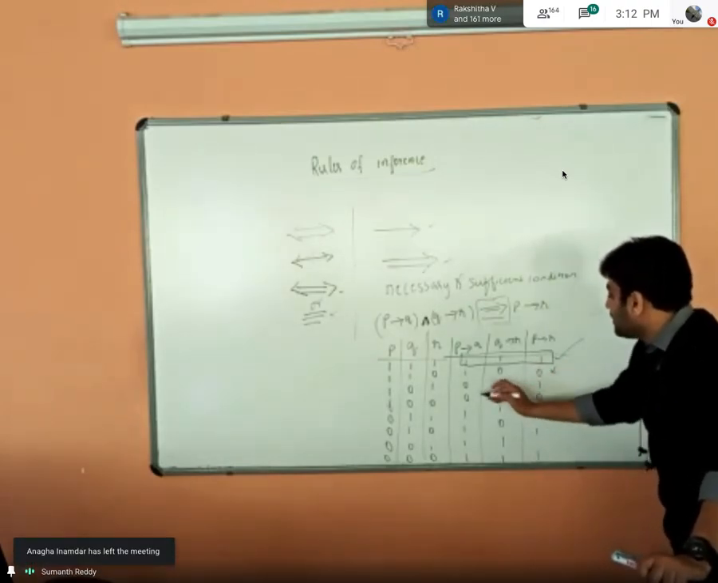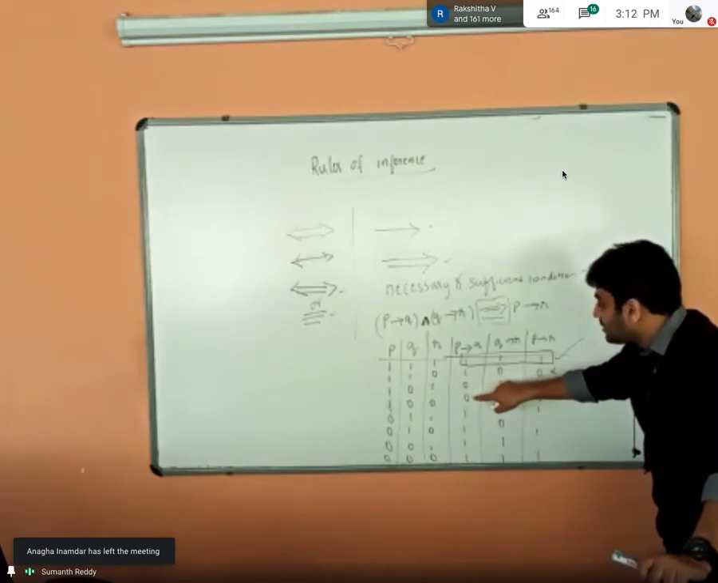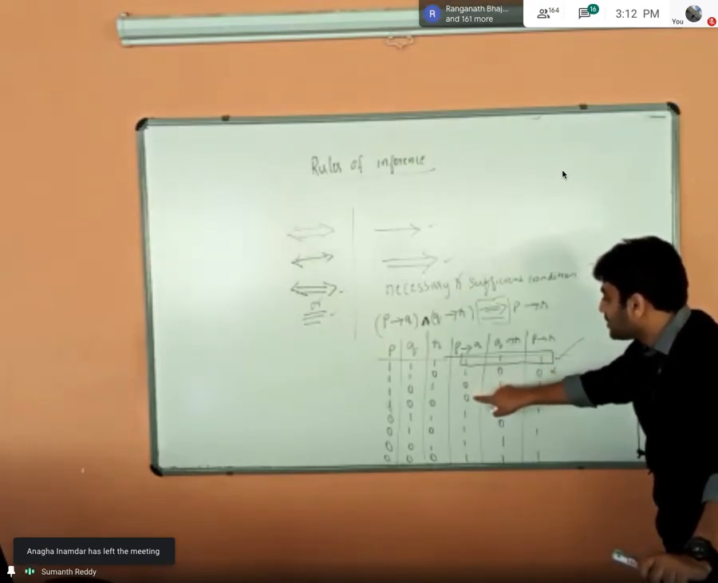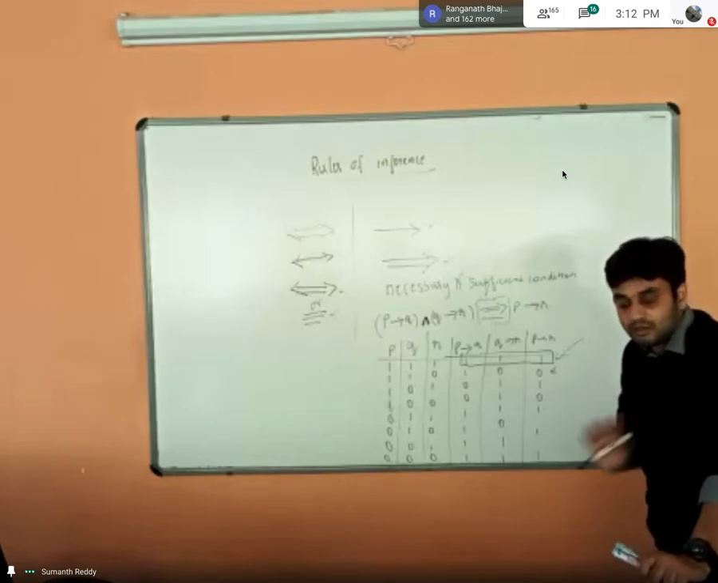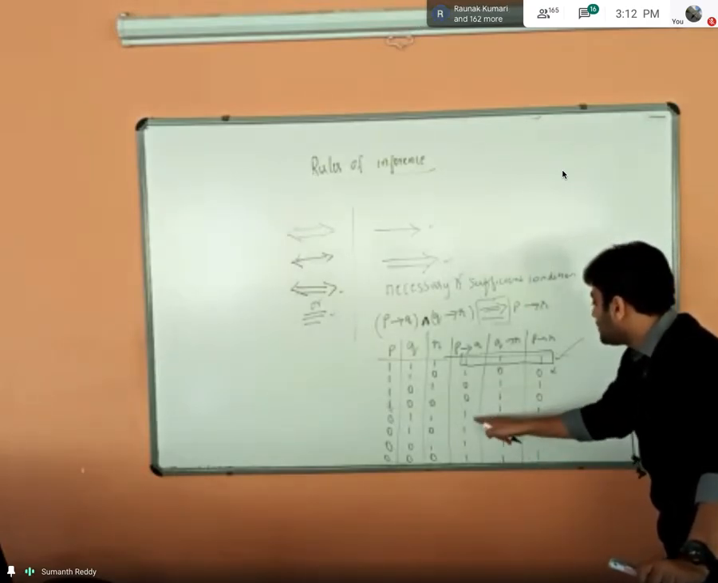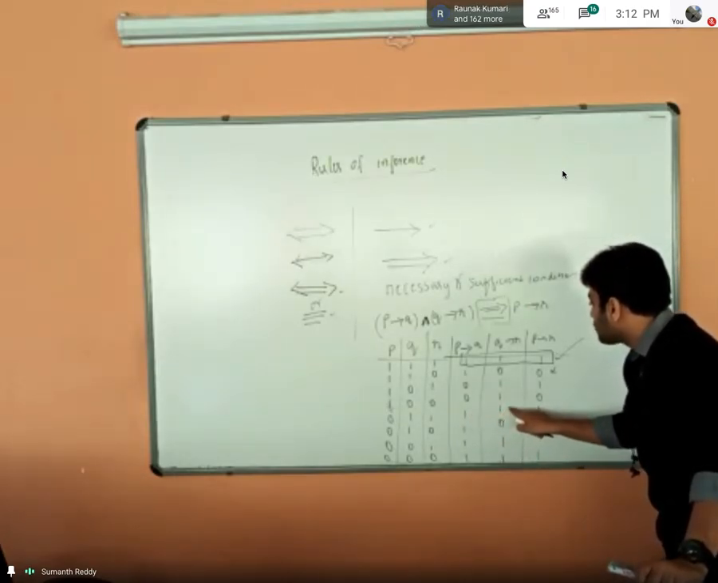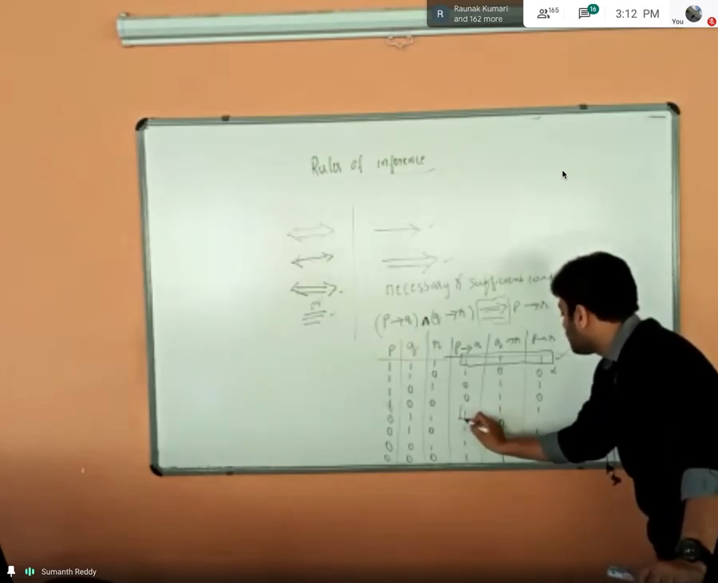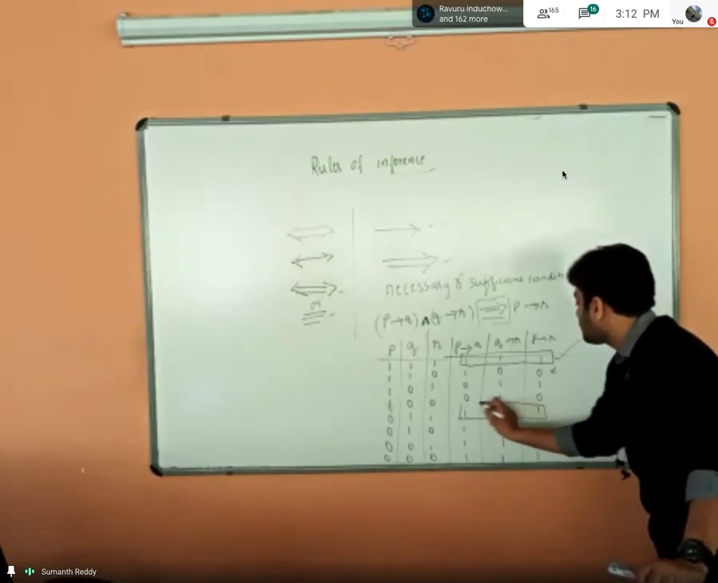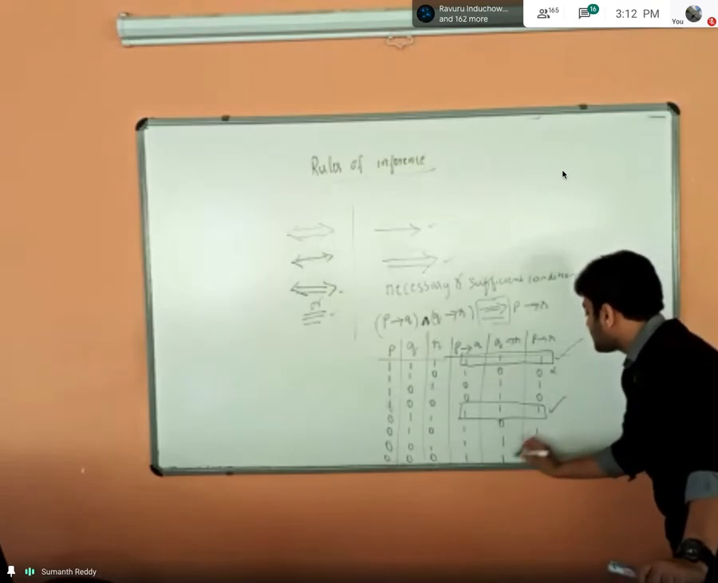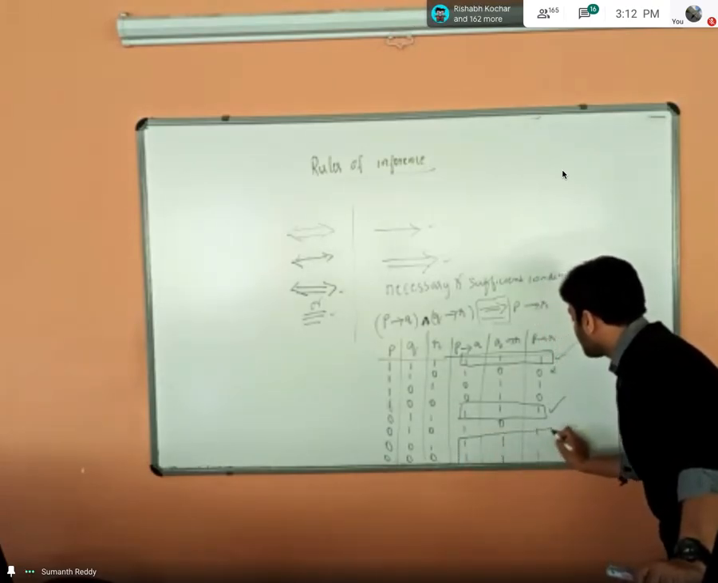Okay, so next the same thing goes even with the third and the fourth one. For those, we don't worry about the result. Okay, so when you see the fifth one, we have P implies Q is true and Q implies R is true. So if these two are true, then the result has to be true and it is satisfied. And the same thing goes even with the seventh and the eighth row.